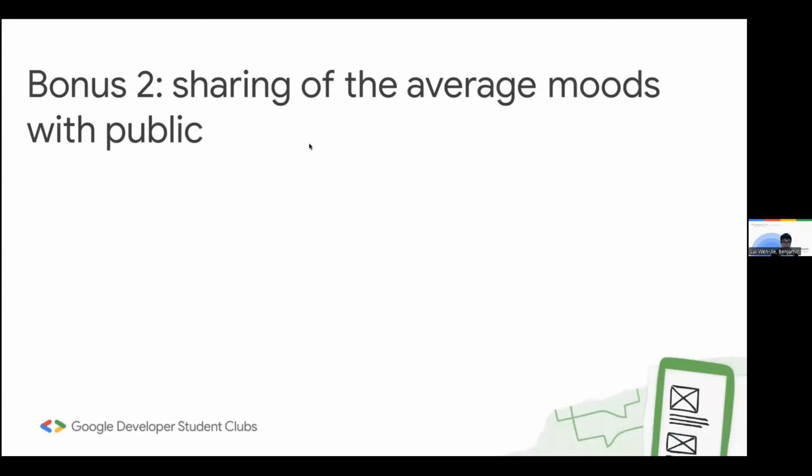The second bonus, which is even trickier, will be the sharing of average moods with the public. Currently, our application is just for one user to create their own diary entries. So this bonus is basically trying to create a social media. You're trying to enhance your application to make it a social media platform for diary entries, where each user is able to share their moods with other users.